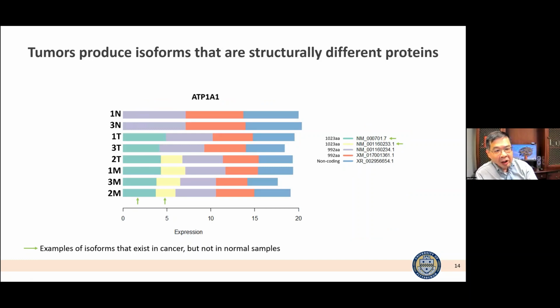Now for ATP1A1, which is an ATPase essential for maintaining homeostasis in cells, normal samples 1N and 3N can produce only three isoforms. However, in the tumor sample and metastatic sample, you produce an additional isoform, which is completely absent in normal individuals or normal tissues. But if you look at the general expression of the gene, they're the same, no difference. You couldn't tell the difference between the normal, metastatic and tumor samples right there.